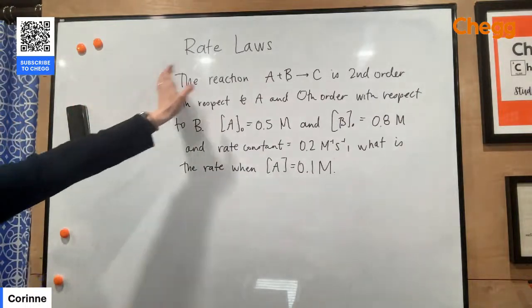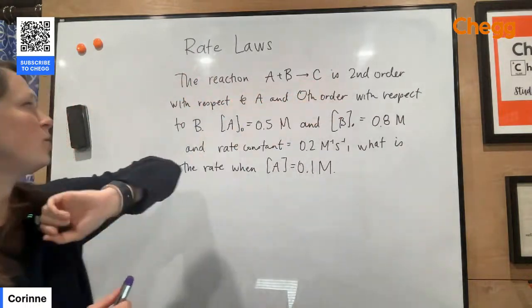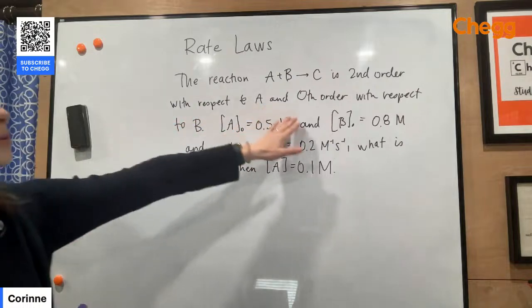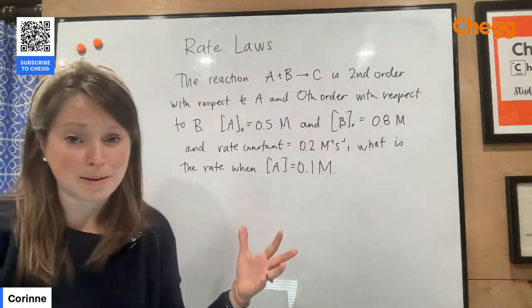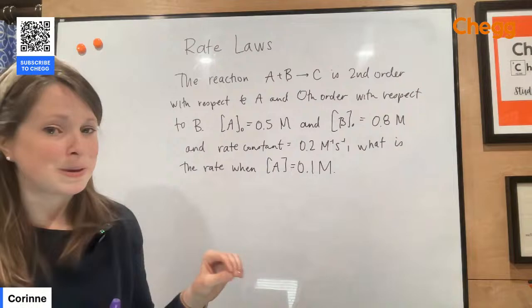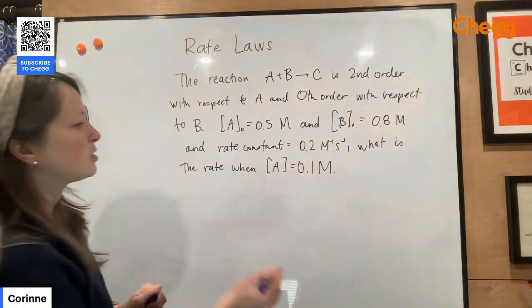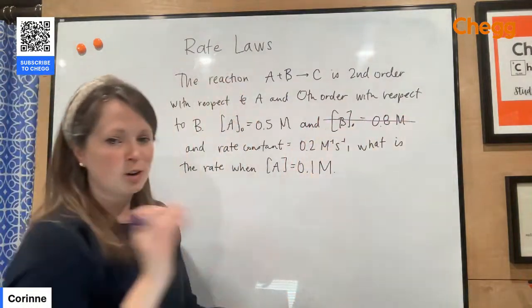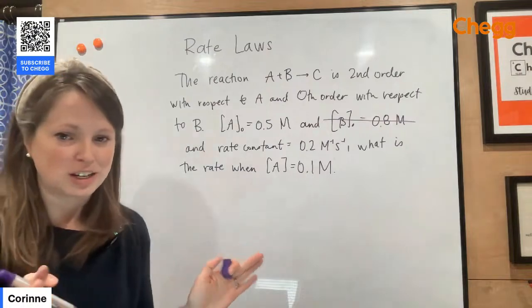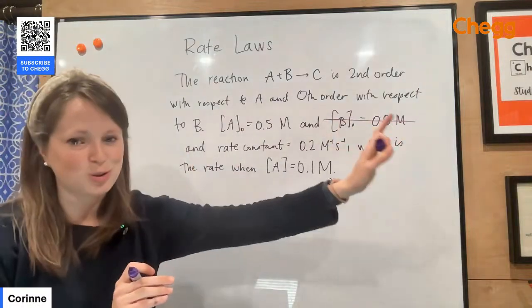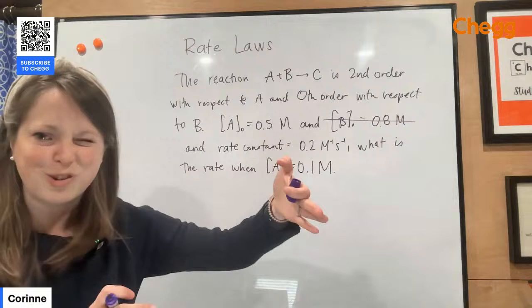So we know we have a reaction. It's a pretty simple reaction. It's second order with respect to A and zeroth order with respect to B. What does that mean? That means the concentration of B does not impact our rate. So you know what we're going to do right away? We're going to cross that out. We don't need that information. That's like our excess reactant in a stoichiometry problem. We can just ignore it for now.